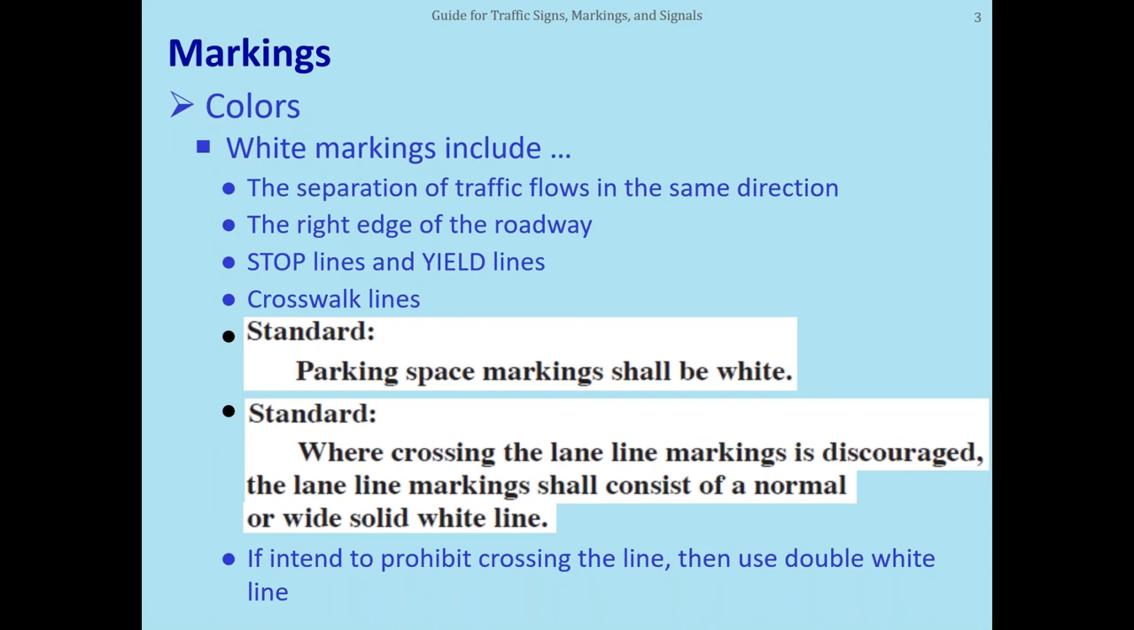White markings, as we said earlier, separate directions of flow that are going in the same direction. They're used to mark the right edge of the roadway. They're used for stop lines and yield lines and for crosswalks. Notice the manual says parking stalls are supposed to be in white. A solid white line by itself is intended to discourage crossing over, but does not prohibit crossing over. If you want to prohibit crossing over white lines, then you use a double white line.